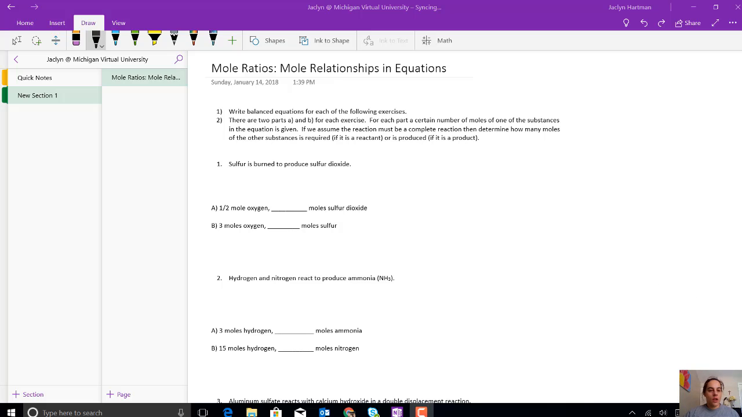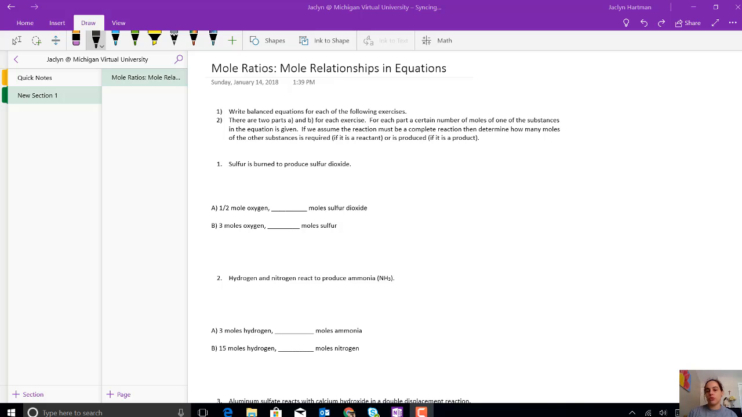Hey Chem students, Mrs. Hartman here, and I want to talk to you about mole ratios that exist in balanced chemical equations. And these are really handy because they allow us to determine how much product we can find in a reaction. So if you have a reaction that's going to occur, you want to know how much you're going to make. It's kind of like baking.